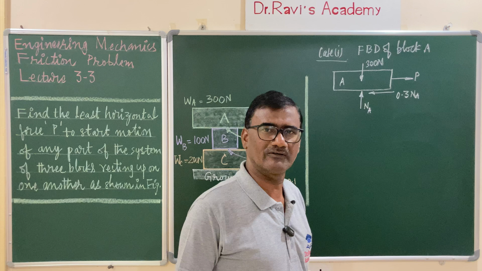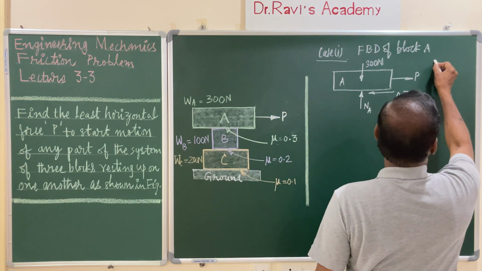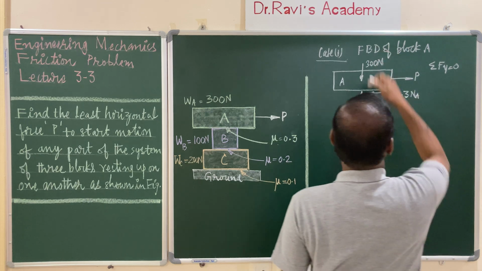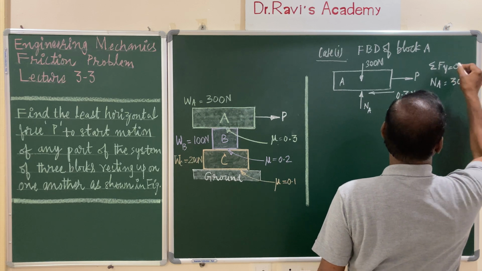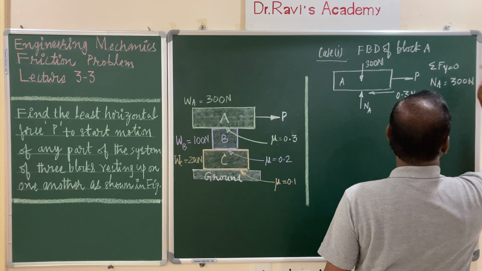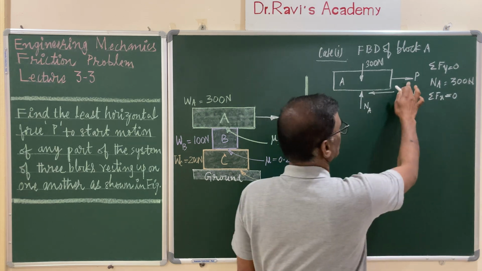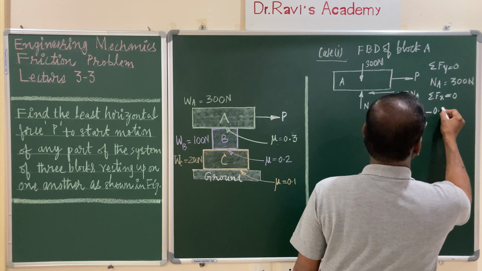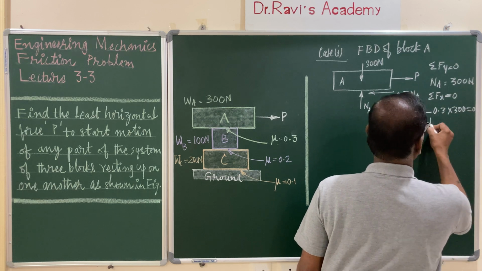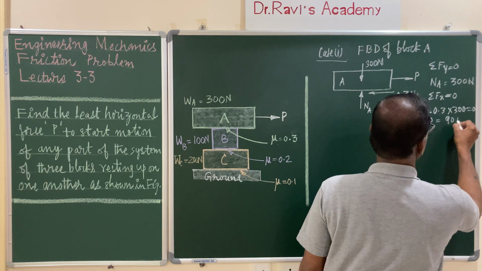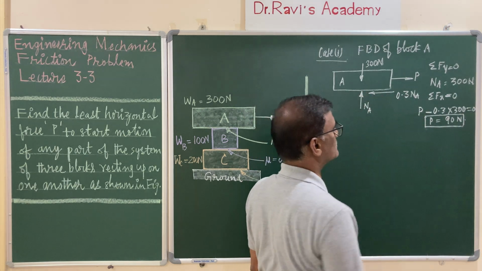Now let us use the equations of equilibrium and calculate the force P required with A alone. First, write down sigma Fy equals 0, the sum of the forces. Simply NA equals 300 newtons from the sigma Fy equals 0 equation. Then write down sigma Fx equals 0, the sum of all the forces along the x direction. So, P is positive, and it is 0.3 times NA, which is 300, equals 0. The value of P is 0.3 into 300, which is 90 newtons. Let us record this value. This is case 1, that is, the P value is 90 newtons.